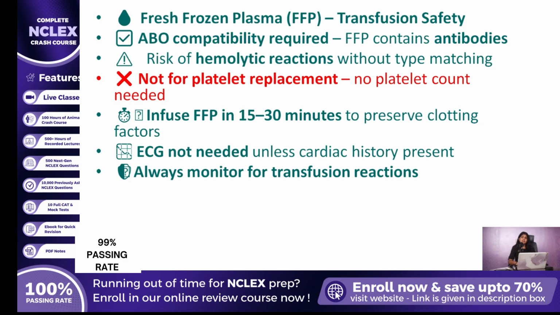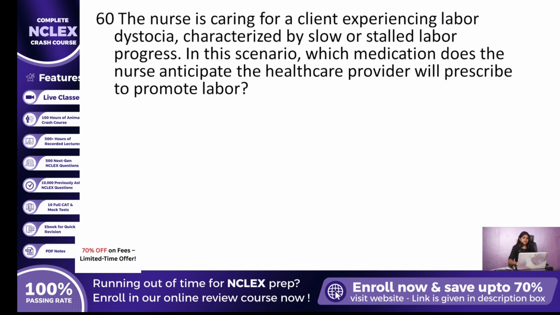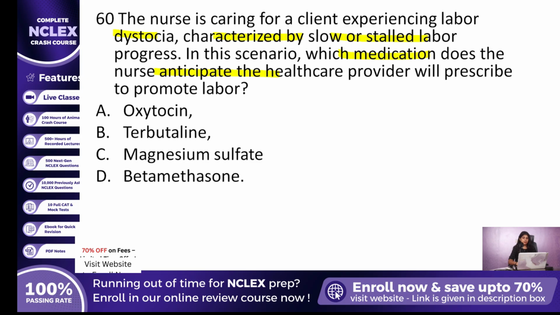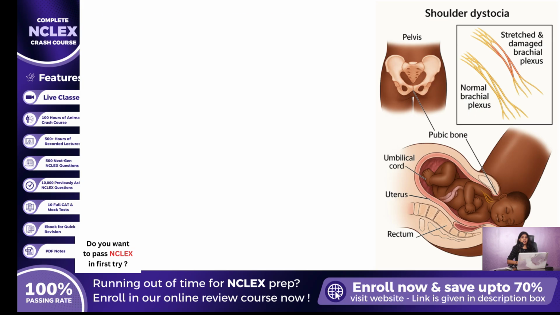Question 60 transitions us into labor and delivery management involving slow progression. The nurse is caring for a client experiencing labor dystocia, characterized by slow or stalled labor progress. In this scenario, which medication does the nurse anticipate the healthcare provider will prescribe to promote labor? Here are the options. A. Oxytocin. B. Terbutaline. C. Magnesium sulfate. Or D. Betamethasone. The correct answer is option A. Oxytocin. Here is the rationale.